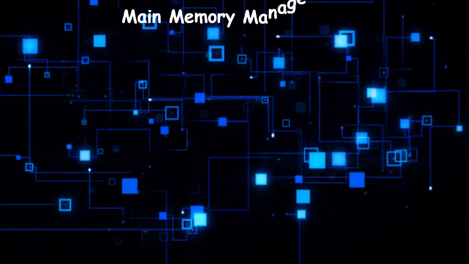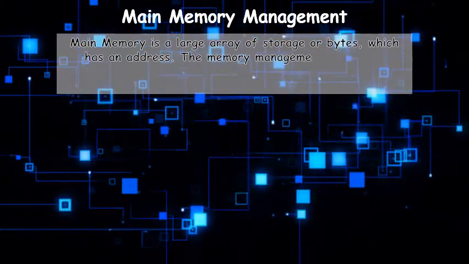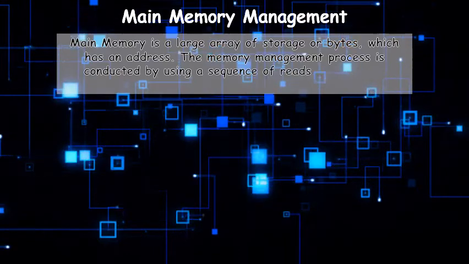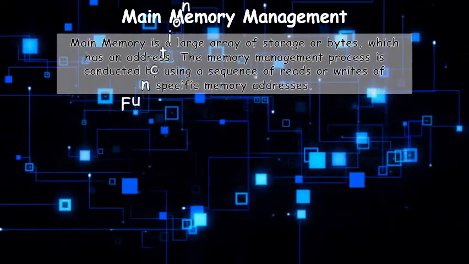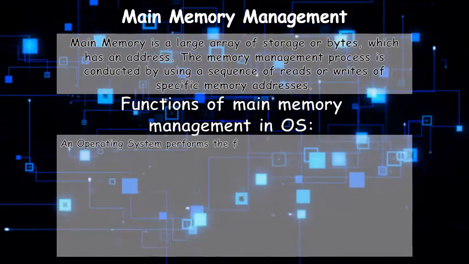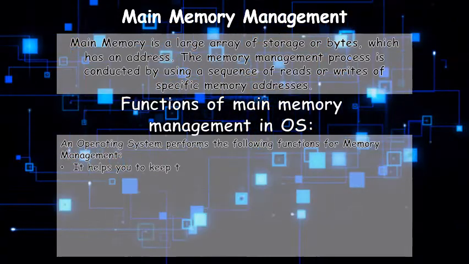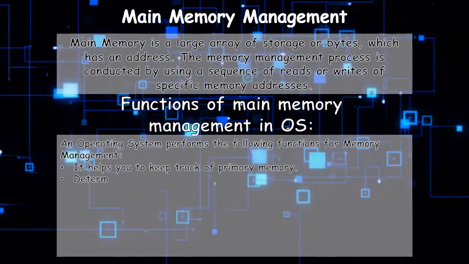Main memory management. Main memory is a large array of storage or bytes, each of which has an address. The memory management process is conducted by using a sequence of reads or writes of specific memory addresses. Functions of memory management in OS. An operating system performs the following functions for memory management. It helps you to keep track of primary memory.